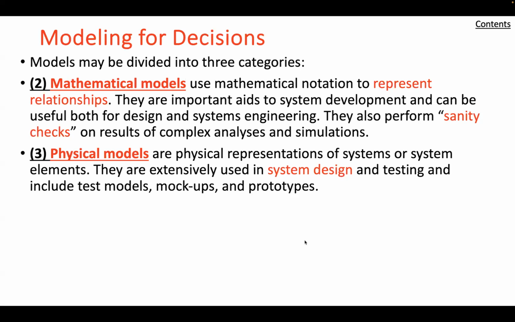Well, let's explore some more details of the two other categories, the mathematical models and the physical models. So first, the mathematical models. They are used to express system functionality and dependencies in the language of mathematics. They are most useful where system elements can be isolated for purposes of analysis and where their primary behavior can be represented by well-understood mathematical constructs.